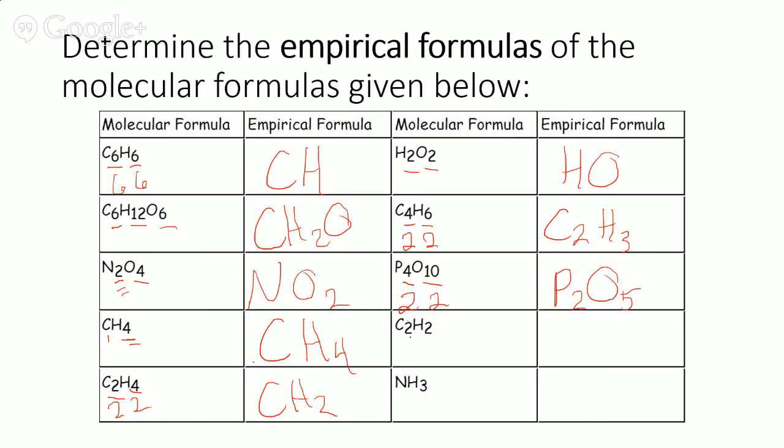So I move on to the next one. C2H2. Well, this is another kind of easy one. They're both 2, so I can simplify that to CH. Oh, hey, look, it has the same empirical formula as C6H6. Crazy. NH3. Can't simplify that anymore, so the molecular formula is also the empirical formula.